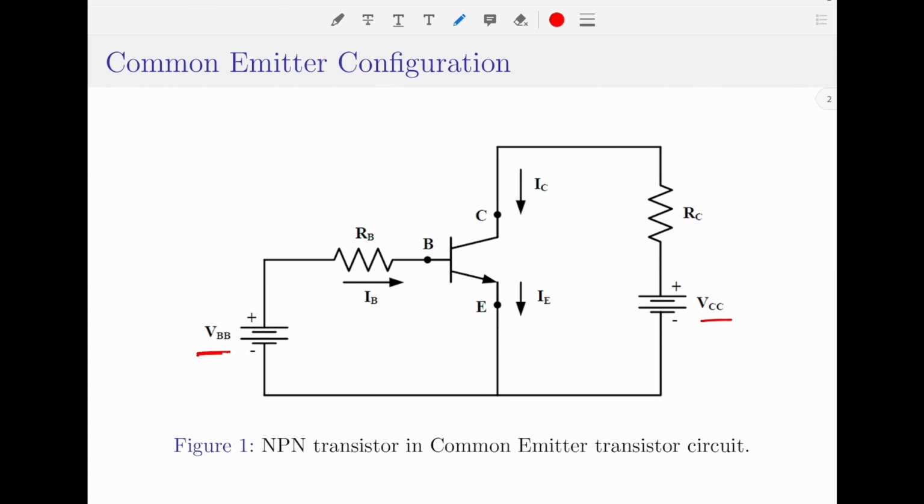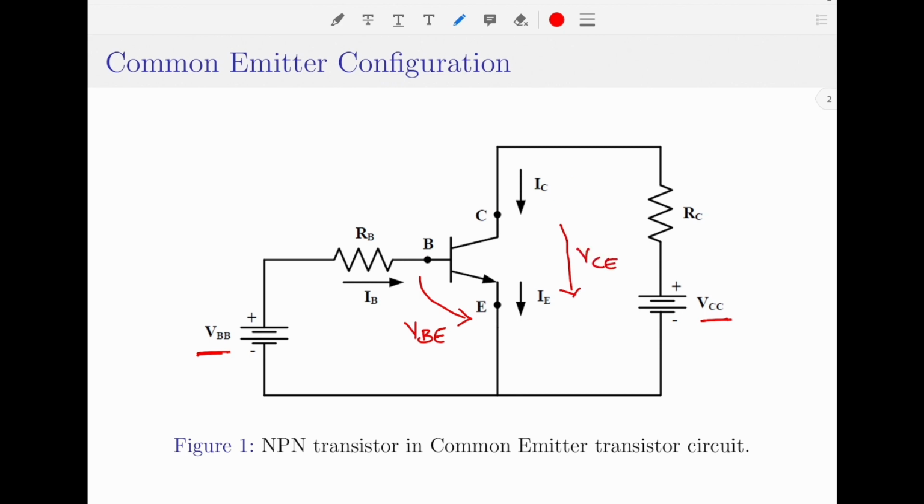As you can see, the input signal VBB is connected across the base and emitter terminals, and the voltage across these terminals will be represented by VBE. Coming to the other voltage source, which is VCC, it is applied across collector and emitter terminals, and the voltage across these terminals will be denoted by VCE.